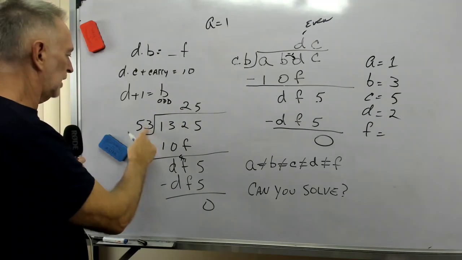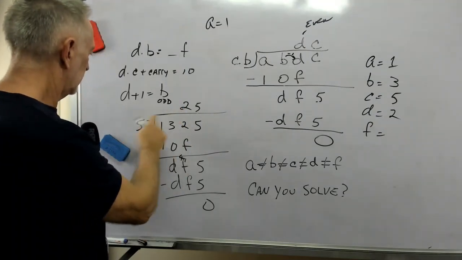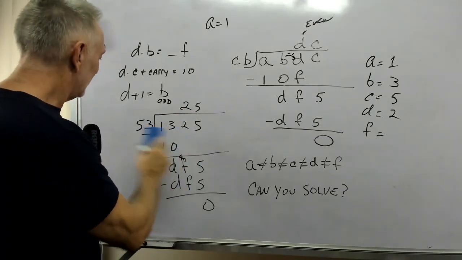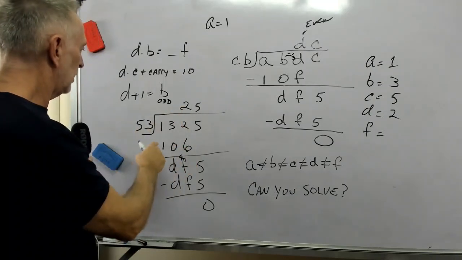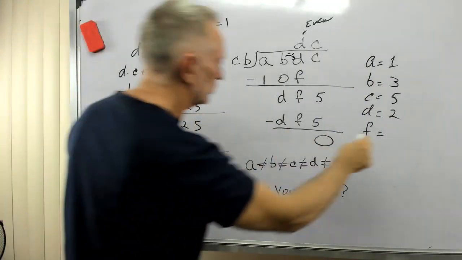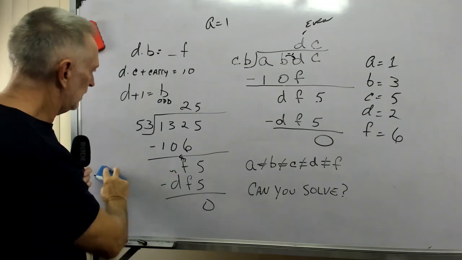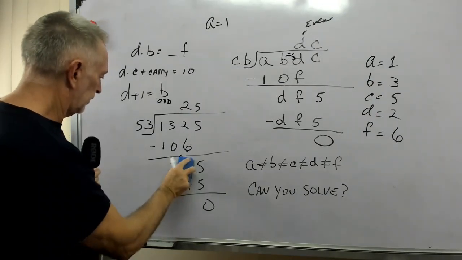All right, what does that mean? 2 times 3 is 12. No, 2 times 3 is 6, not 12. 2 times 3 is 6. 2 times 5 is 10. So F was 6. So D is 2 and F is 6.